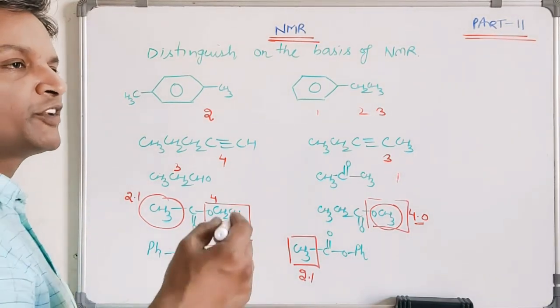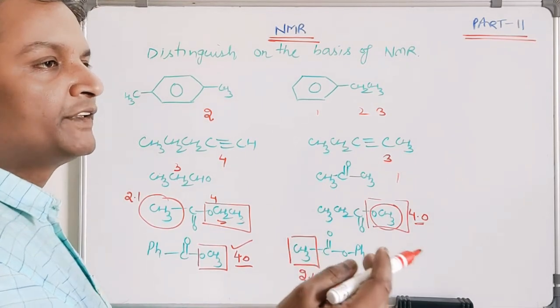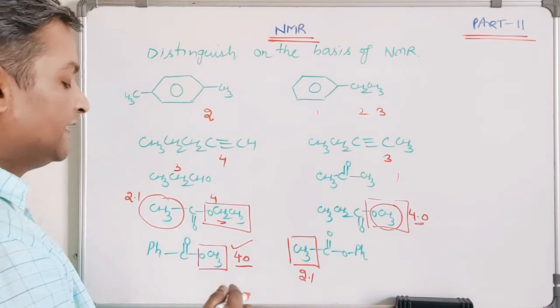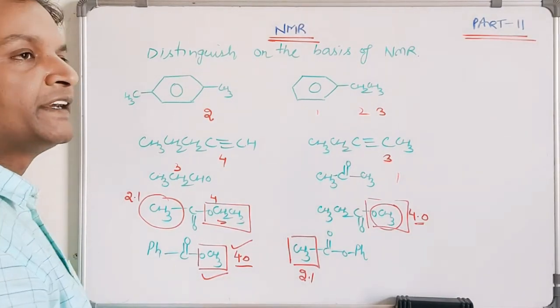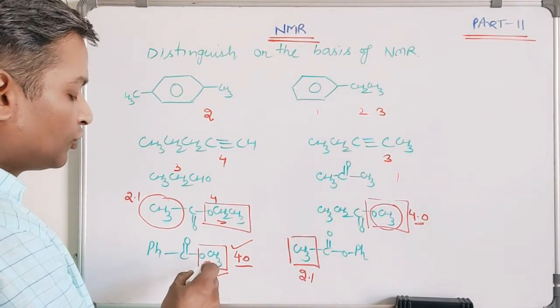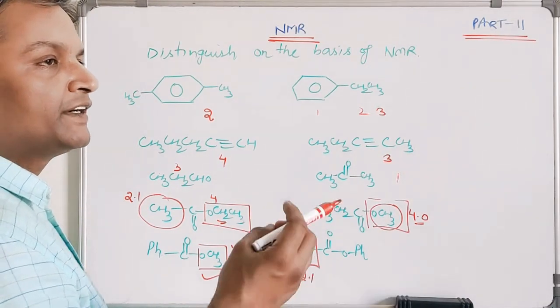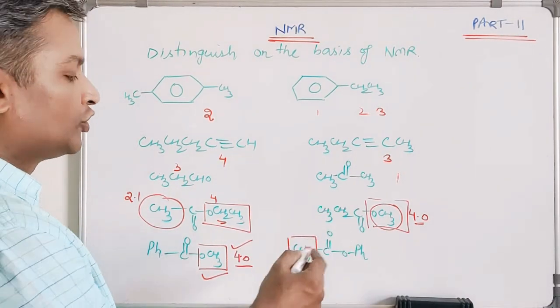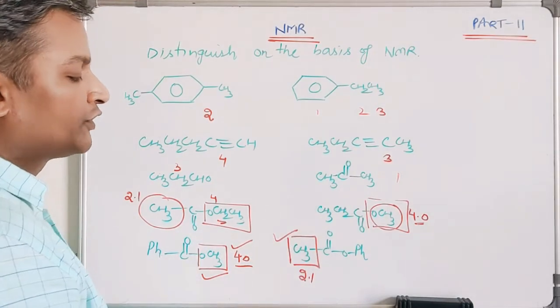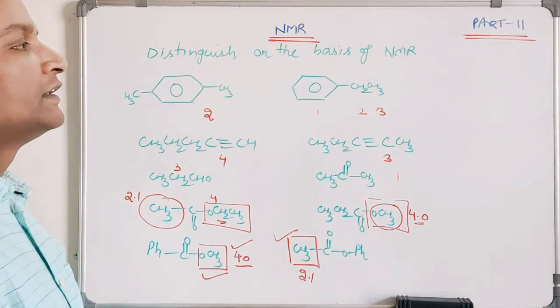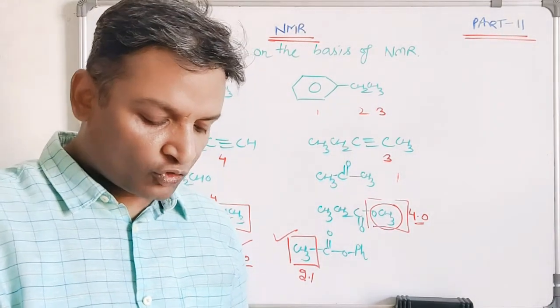So if you are given an NMR spectra and you see this singlet at a higher value, then you will immediately say that it is this compound, which is showing the singlet at a higher value because of the closeness to oxygen. And if you give me another NMR spectra and you see this singlet at a lower value, around 2.1, you will say that this is the compound showing the singlet at 2.1. So this is how we distinguish these compounds on the basis of NMR spectroscopy.